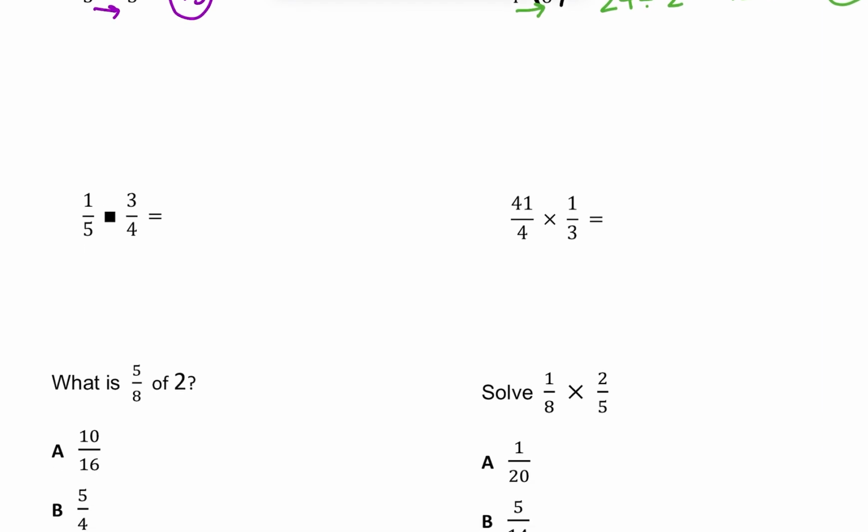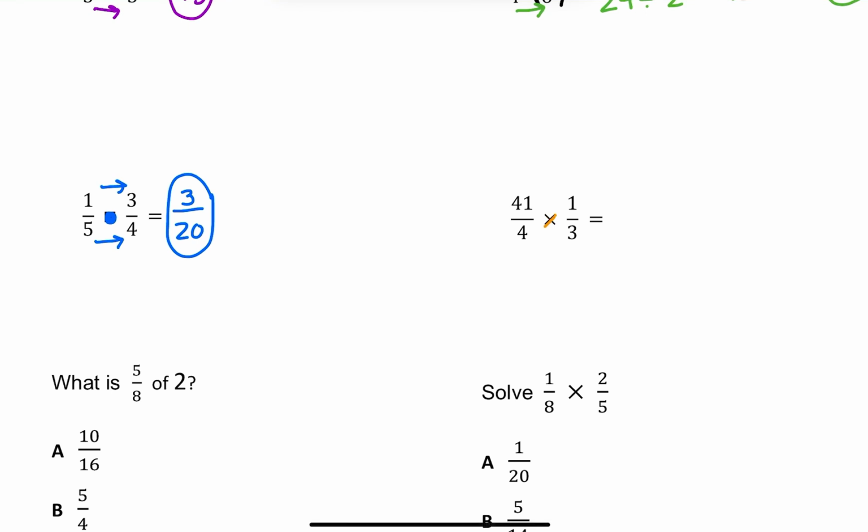Let's go down to the next one. So again, this is the same thing as a dot. So top times top, bottom times bottom. 1 times 3 is 3. 5 times 4 is 20. Simple as that, done. Okay, and then this last one, an X is multiplying.